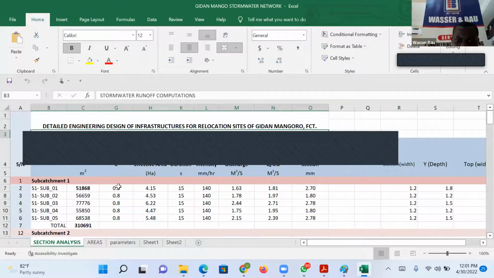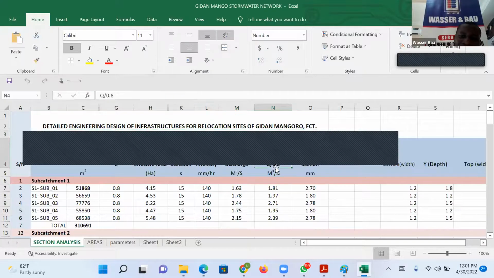So this is it. This is my coefficient, 0.8. This is my effective area, when I multiply the area by 0.8 to give me this. Rainfall duration I used was 15 minutes. The rainfall intensity is 140. Then the discharge in cubic meters is 163, 178, and so on and so forth. Then I use a reducing factor. Oh no, increasing factor, sorry. I added another factor of safety because this catchment was about 300 hectares. So this is now what somebody called the modified rational method.